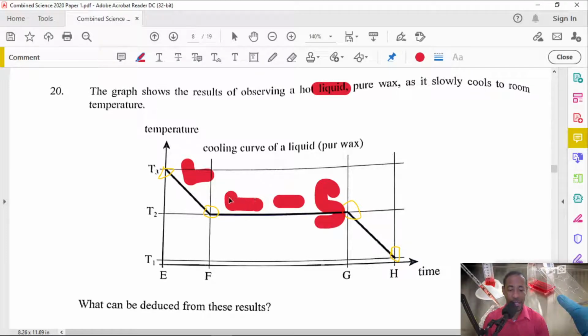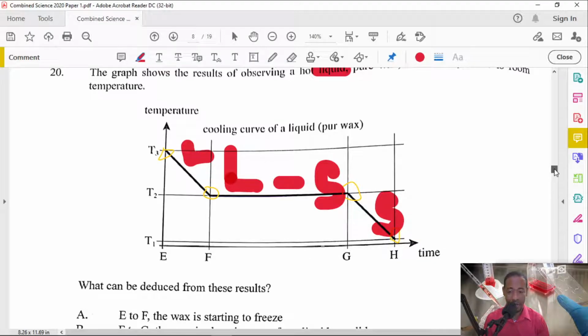I want you to understand the change in state right here. The first state is liquid, liquid to solid, and then the last state going down here is solid. That is maintaining the state. So now we understand this. Now the question asks, what can be deduced from the result? What can you conclude from this?